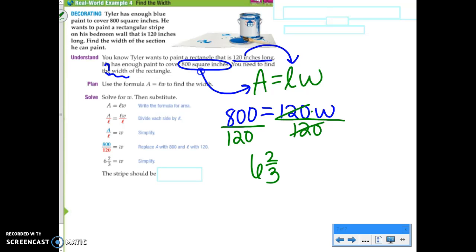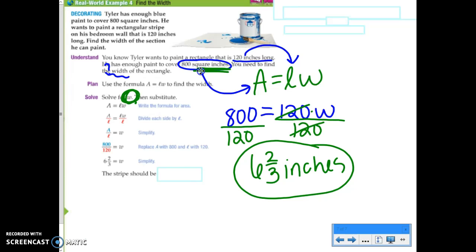And remember that since you are solving for W, area is in units squared, but since we're solving for just one side, or the width, your unit is really in inches. So 6 2/3 inches should be your answer.